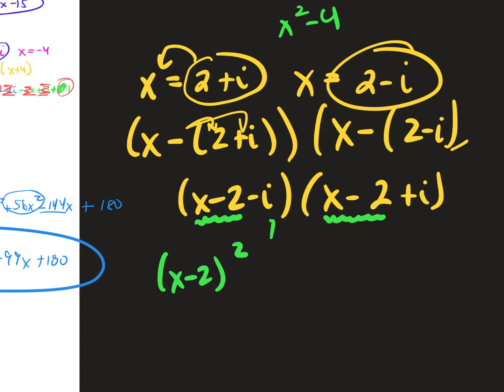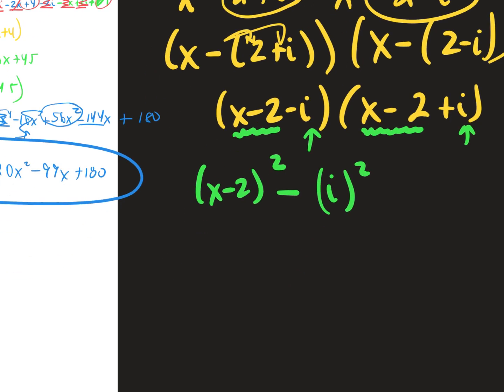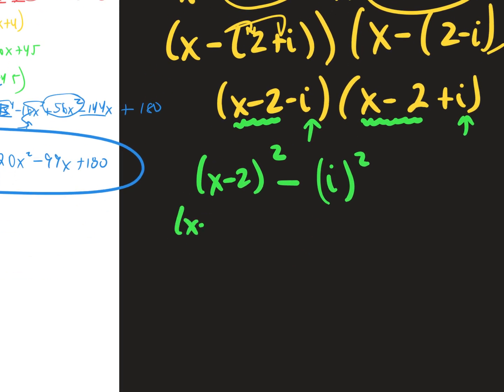What do you have at the back of each parenthesis? I, so that's I squared. And difference of perfect squares means you put the minus sign in the middle. Every single time you multiply complex conjugates, that will happen. So if you FOIL this out, x minus 2 times x minus 2, that gives you x squared minus 4x plus 4.